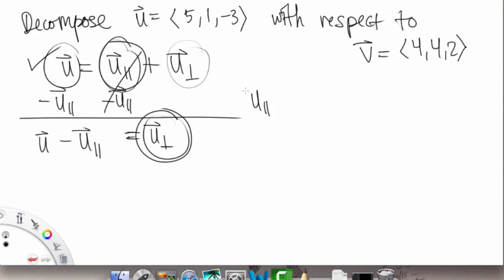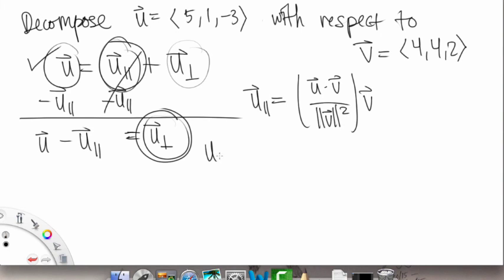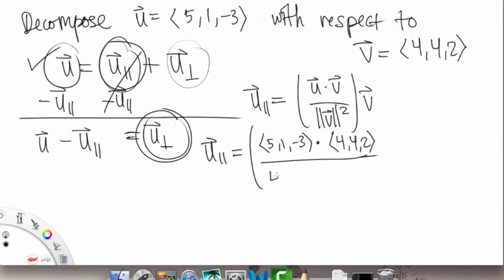So we're going to have u parallel equal to u dot v over magnitude of v squared, times vector v. Okay, so let me rewrite this here. Now let's actually plug in our vectors. So we have u being (5, 1, -3), dotted with v, which is (4, 4, 2), over its magnitude squared. So that'll just be the sum of the squares of the components of v. And we don't need that square root sign because we're squaring it away. And then lastly, we have our (4, 4, 2) sitting at the end there.